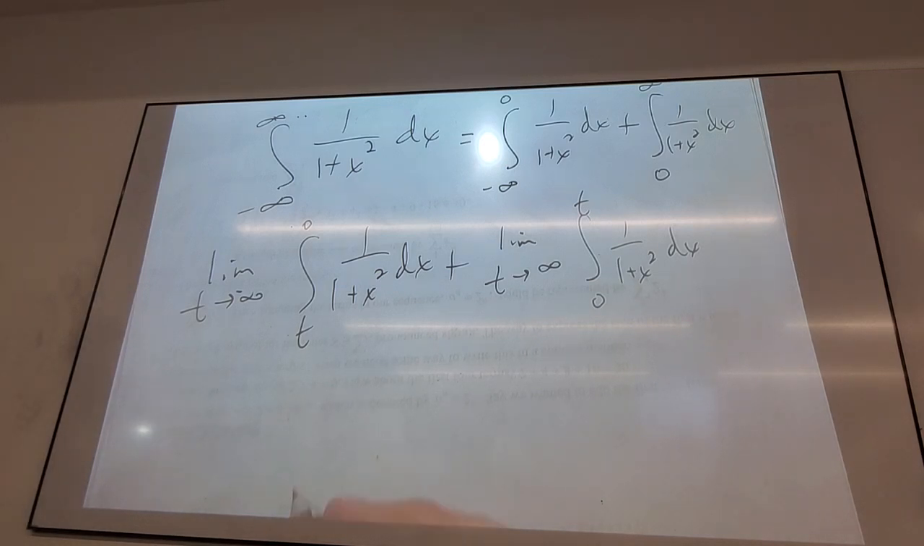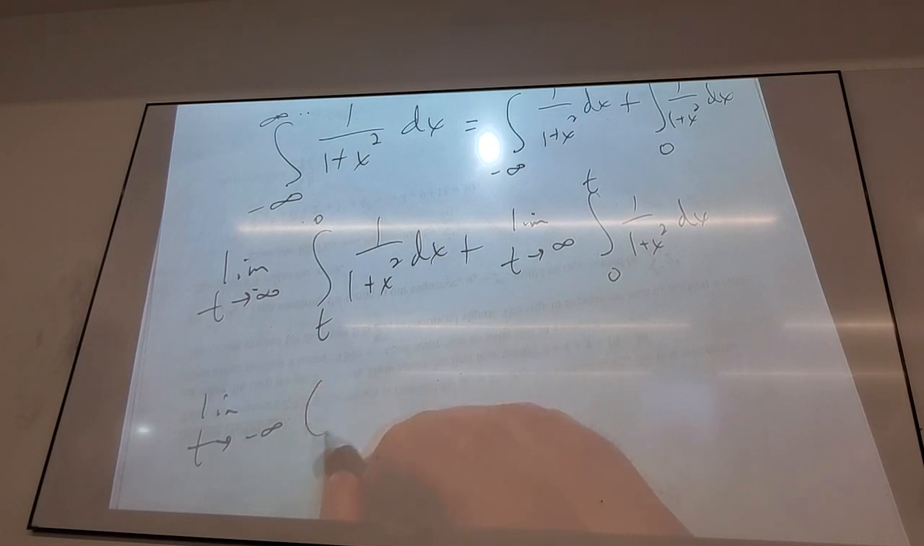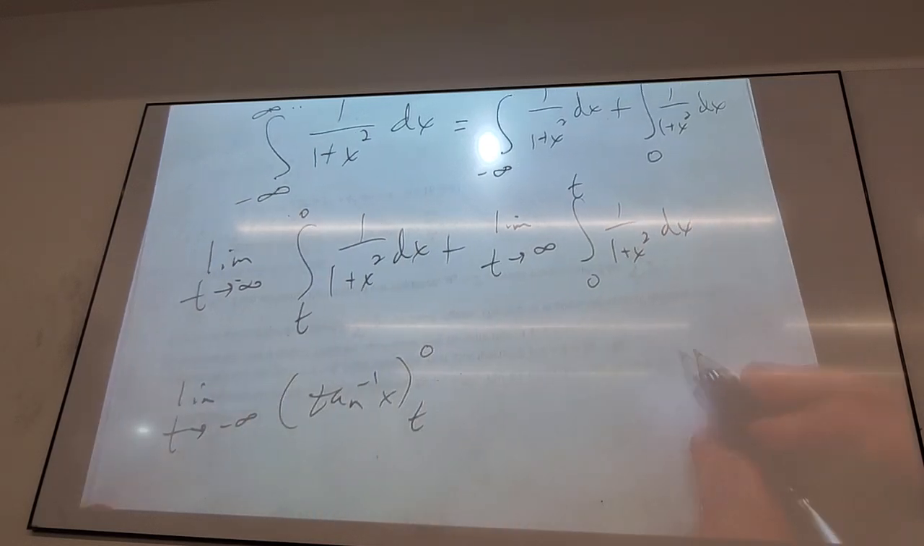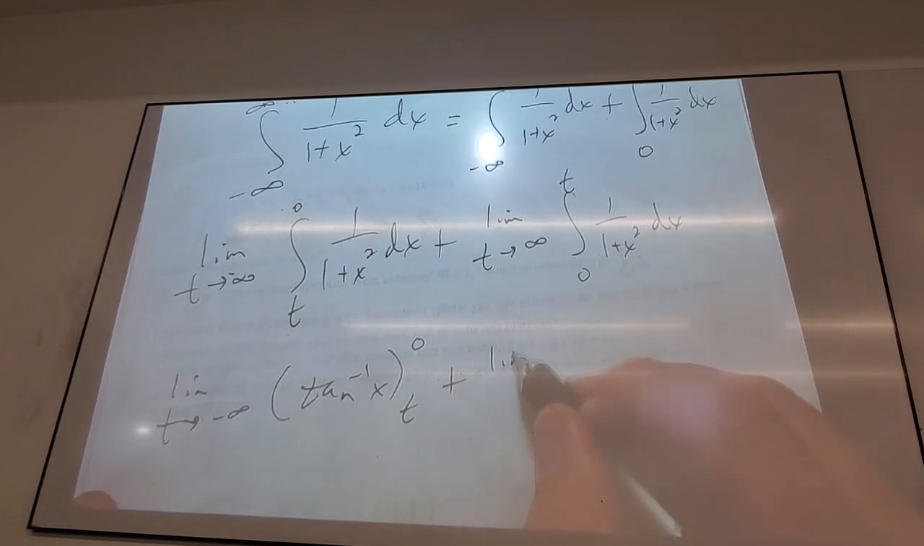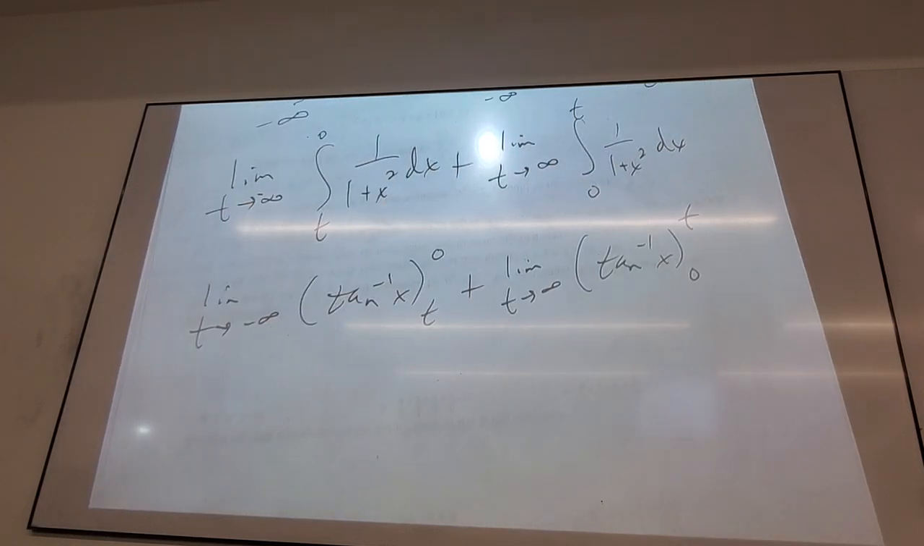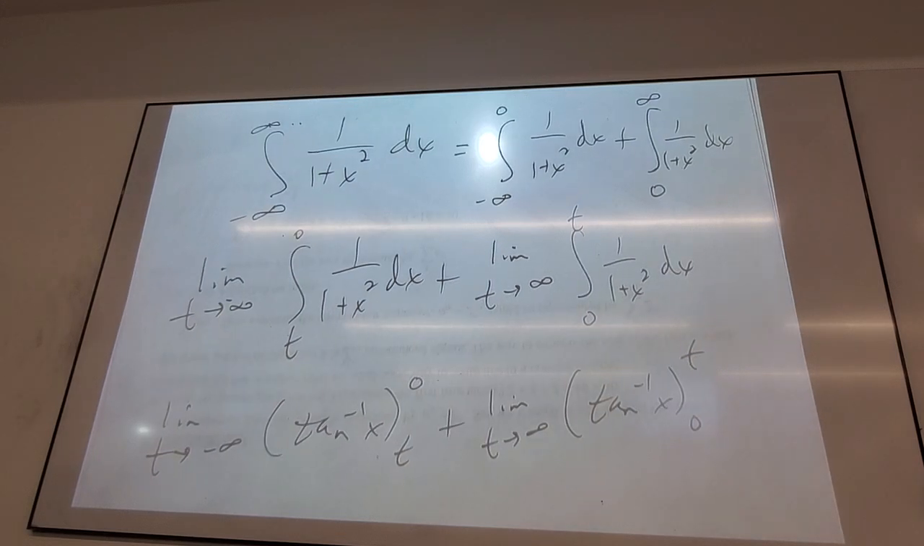So this will be the limit as t goes to negative infinity of the inverse tangent of x from t to 0, plus the limit as t goes to infinity of the inverse tangent from 0 to t. Let me stop for a minute. Most of what we're doing in this section is the same kind of stuff we've already done, just with one extra step. You've got to throw the limit in.